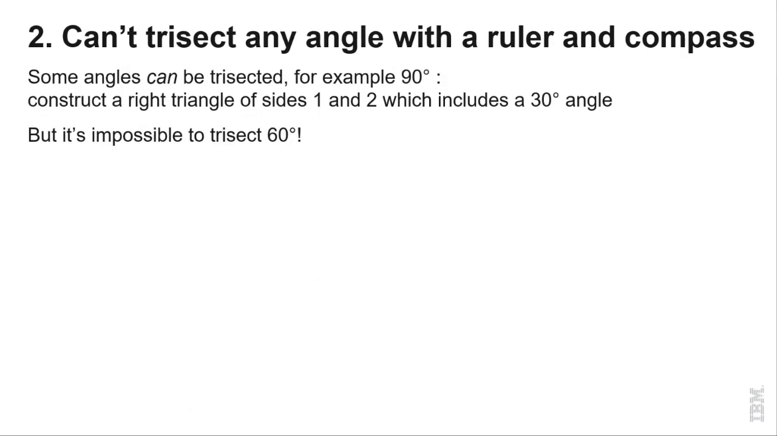Okay. Good question. So the second example is that I want to trisect any angle. It is, by the way, possible to bisect any angle, but it's now shown that it's impossible to trisect any given angle. Some angles can be trisected, for example 90 degrees, and it's very simple to construct a triangle with an angle of 30 degrees: just one side is half of the other side. But for 60 degrees, it's a problem.